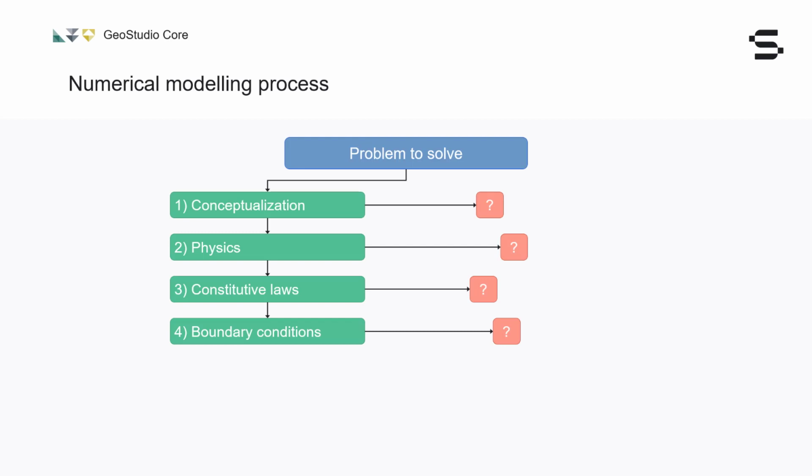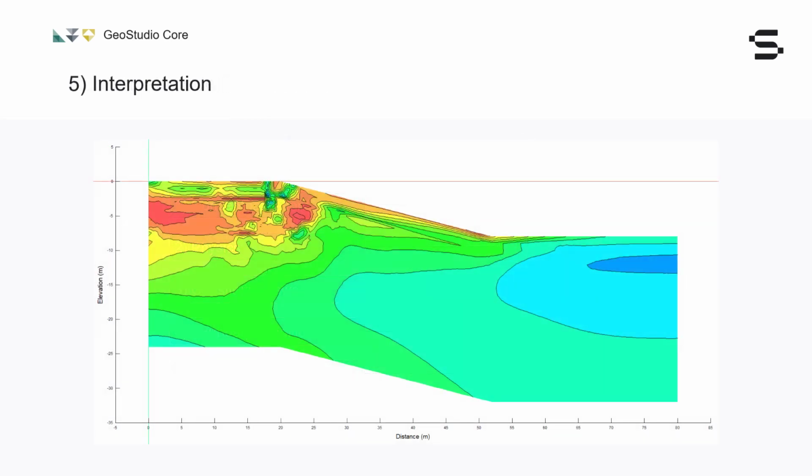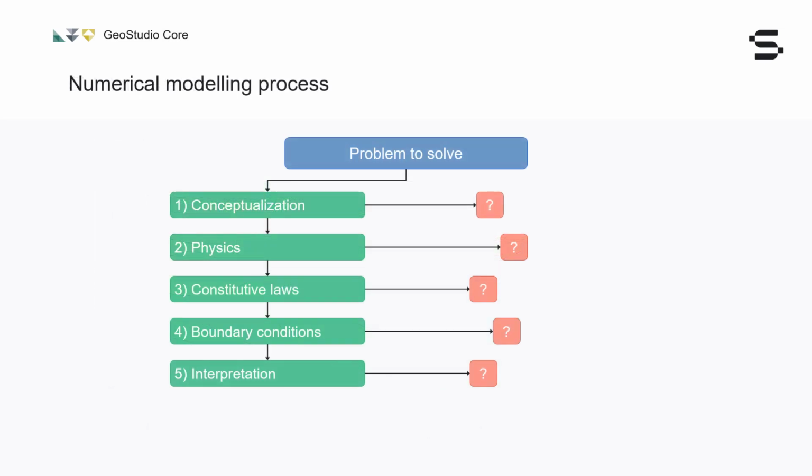We call this step interpretation. For the user, this is generally the simpler step of the whole modeling process. Once the calculations are completed, GeoStudio will output results that can be viewed through contour plots or line plots, for example. But calculated results in themselves aren't worth much if they are not properly verified by a competent user. This step is crucial in any numerical analysis.